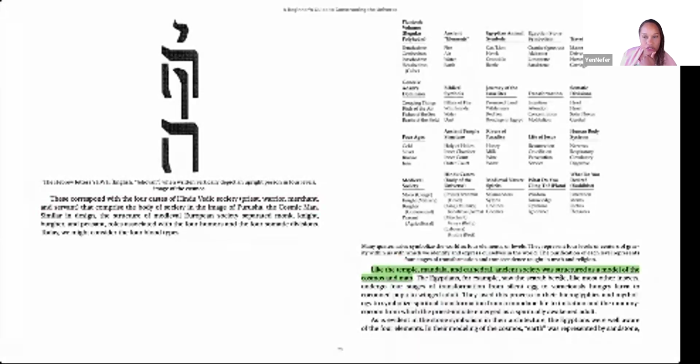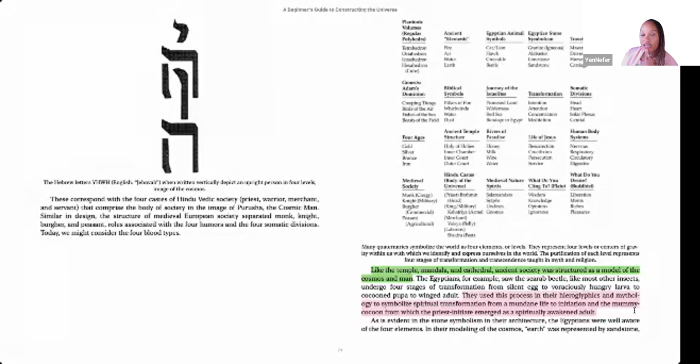The Egyptians, for example, saw the scarab beetle, like most other insects, undergo four stages of transformation, from silent egg to voracious, hungry larva to cocooned pupa to winged adult. They use this process in their hieroglyphics and mythology to symbolize spiritual transformation from a mundane life to initiation, and the mummy cocoon from which the priest initiate emerged as a spiritually awakened adult.